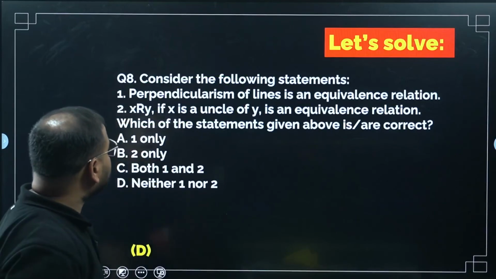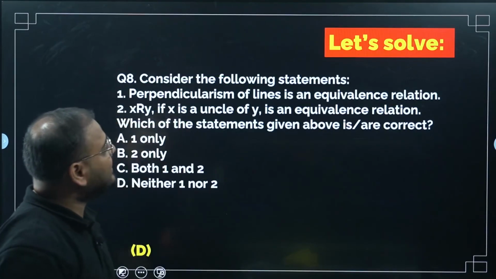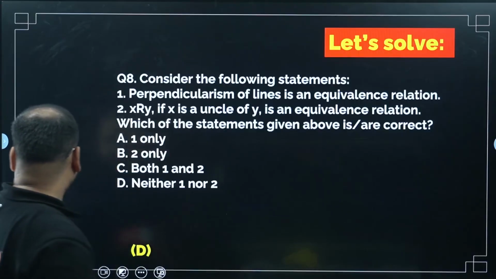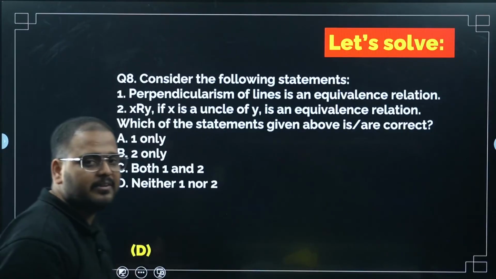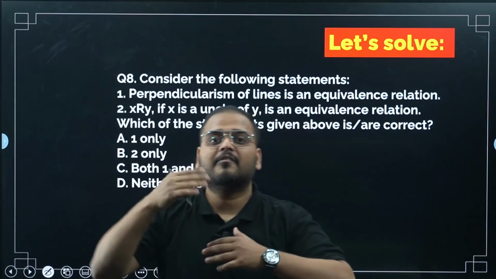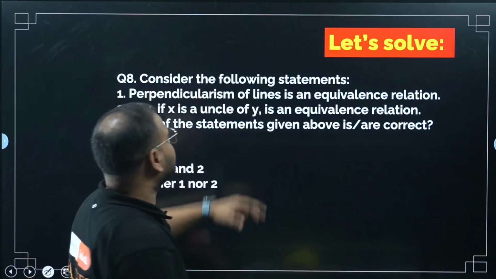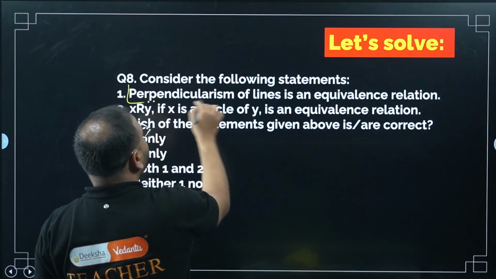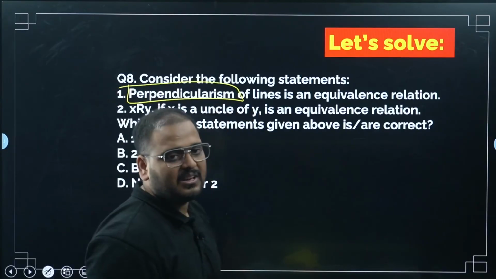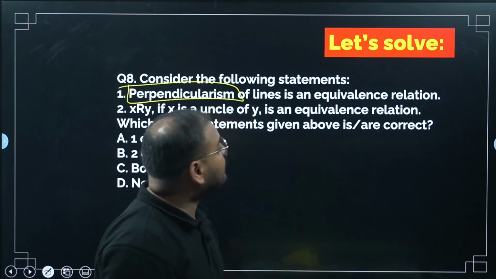Consider the following statements. Perpendicularism of lines is an equivalence relation. This is not a question where numbers will be given. Some statements are given and we will figure out with our own examples. So consider the following statements. Perpendicularism of lines means the lines are perpendicular is an equivalence relation.